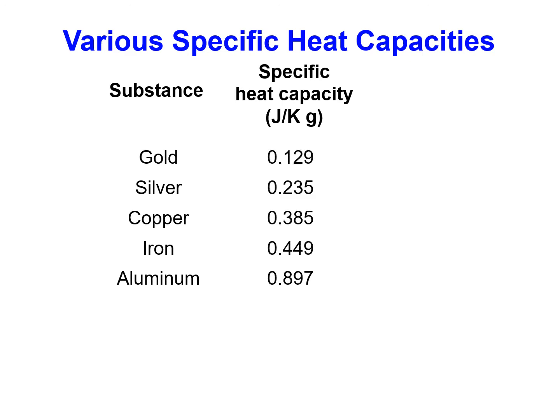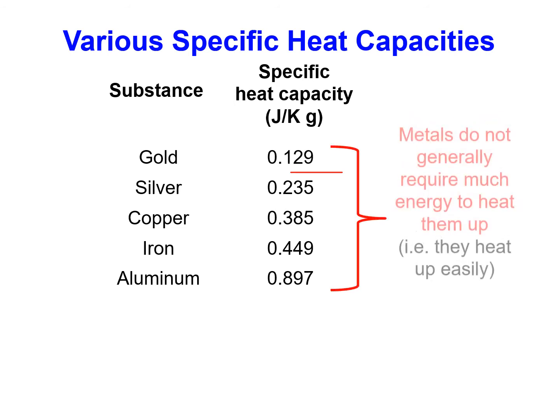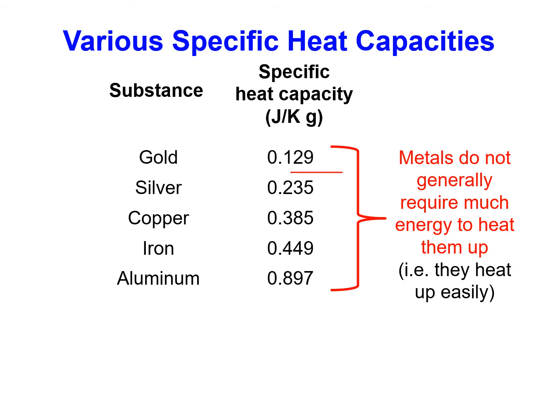So different specific heat capacities. Notice gold is very small. So gold is going to change its temperature a lot higher, given the same energy, than aluminum. Aluminum is going to take more energy to change its temperature for the same amount of energy. So metals don't generally require much heat. They heat up easily. But water, 4.184, is the specific heat of water. And it takes a lot of energy to make water change temperatures.